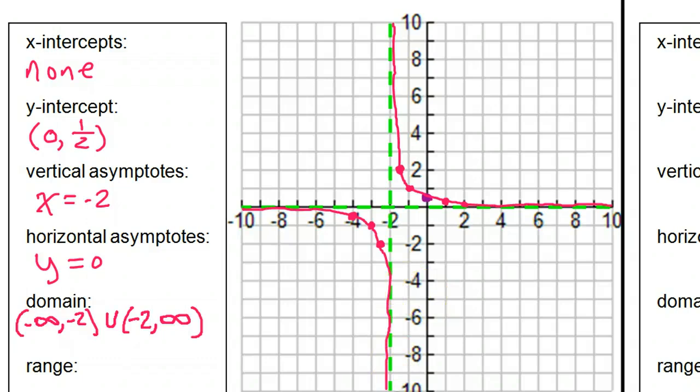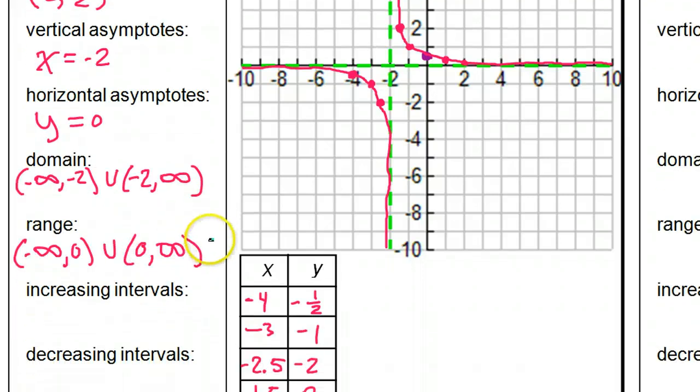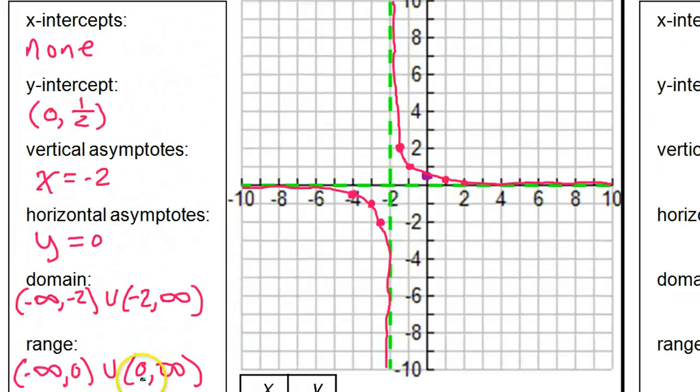Similarly, the range, that's the y values of the graph, and we read it from bottom to top. So all the y values are represented except for the horizontal asymptote. So everything except for 0. So I'm going to go from negative infinity to 0, and then from 0 to positive infinity. That'll be the range.